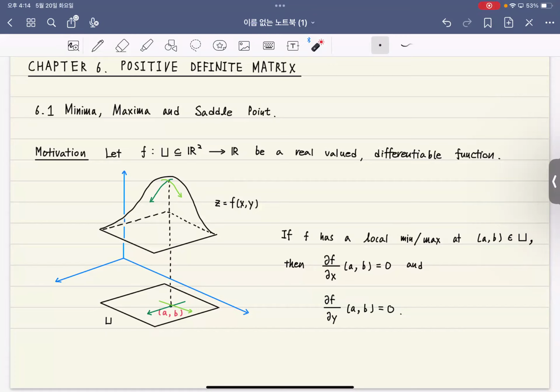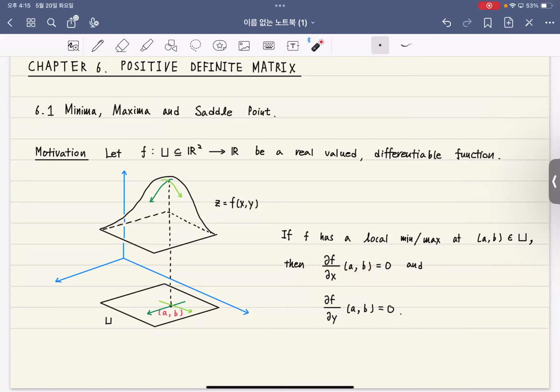A point is called the local maximum if you can find an open neighborhood of the point so that in that neighborhood you cannot find any point whose function value is greater than the function value at the point of interest. That's going to be the local maximum, and the local minimum goes similarly. Suppose that f has a local maximum or local minimum at this point. I claim that in this case, the partial derivative of f at this point must be 0.